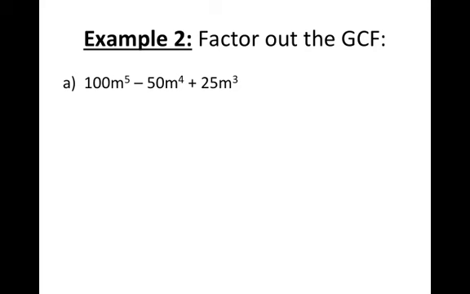We've got 100m to the 5th minus 50m to the 4th plus 25m cubed. So let's look at the coefficients. We can factor 25 out of each of those, and then for the powers of m, you just go with the smallest power. M cubed is the smallest power, so we're going to factor out 25m cubed, so that's going to leave us with 4m squared minus 50 divided by 25 is 2. M to the 4th power, we factored out 3, so we're going to have m to the 1st, or just m, and then plus 1.